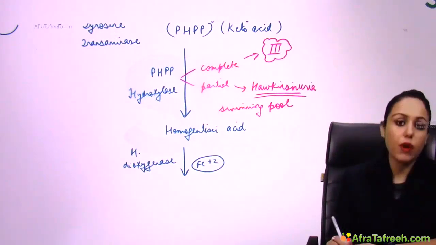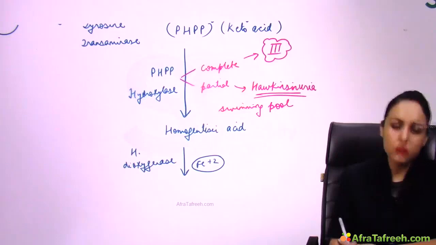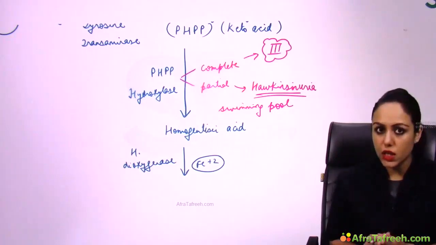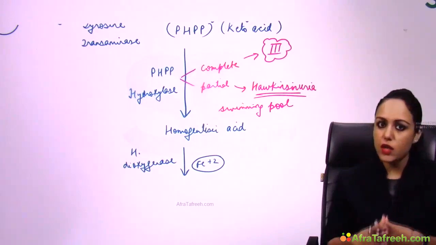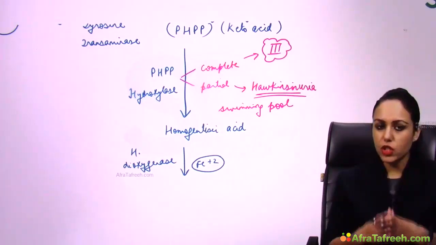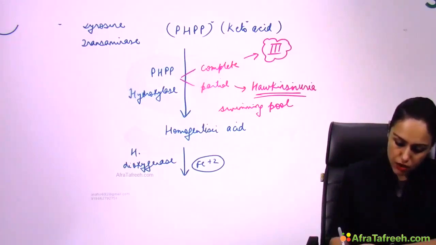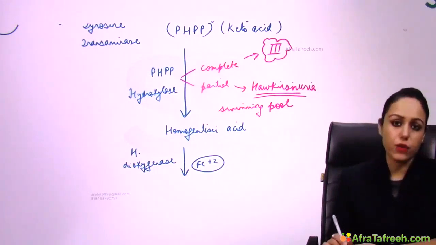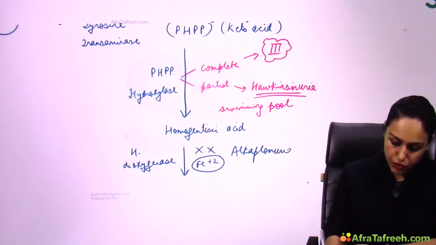And the next enzyme after homogentisic acid is homogentisate dioxygenase. Earlier this enzyme was called homogentisate oxidase, but now the new name of this enzyme is homogentisate dioxygenase, because this enzyme is incorporating 2 atoms of molecular oxygen into the substrate. And this enzyme also requires iron. And you also know that the deficiency of this enzyme will lead to alkaptonuria.